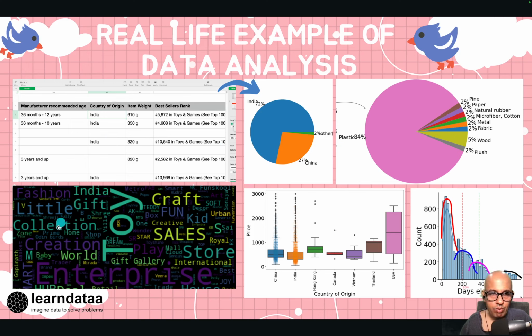And we could see a word cloud that tells us the choice of words that sellers are using to sell a particular toy. And of course you would expect that the word toy is used the most, along with other words like enterprise, world, gift, sales, and so on.